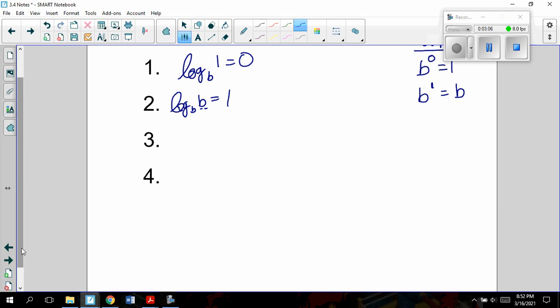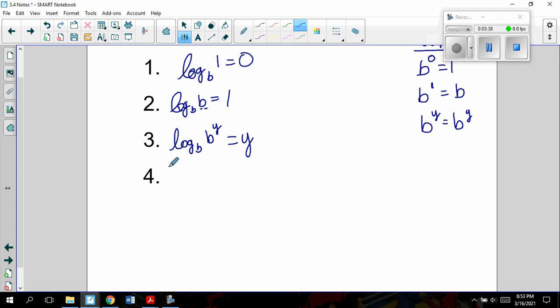Okay, third one is log base b of b to the y. So I'm going to put an exponential inside my log. This thing is going to equal y. Again, let me show you how that is true. Your base is b, so still sticking with that b. My output was y, so that's my new power. My input was b to the y, so b to the y. And b to the y equals b to the y.